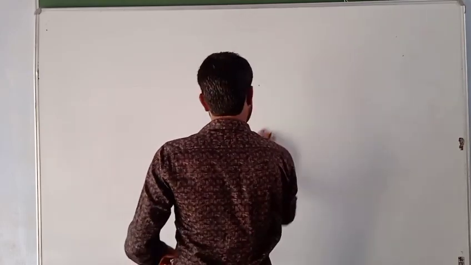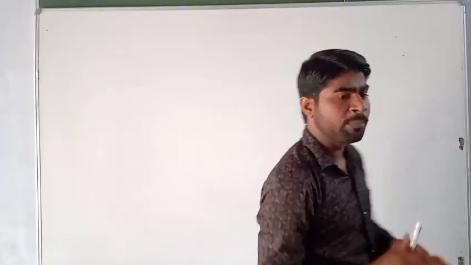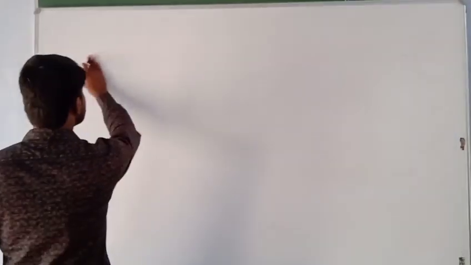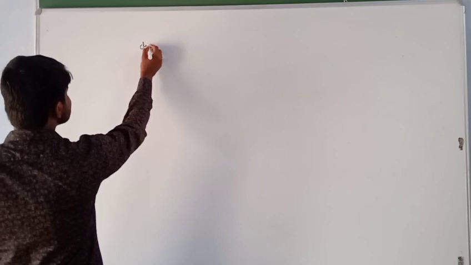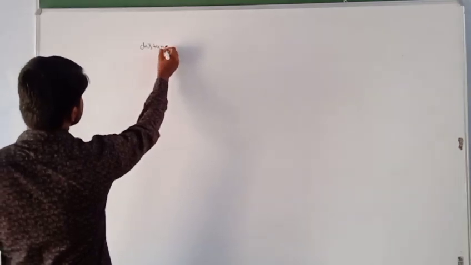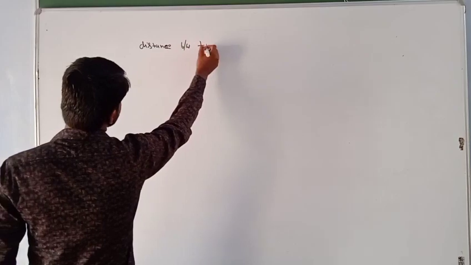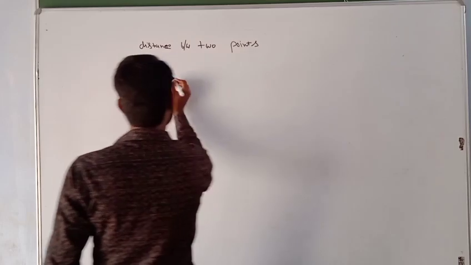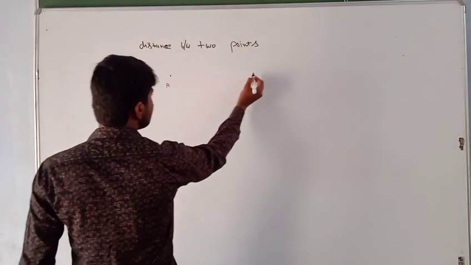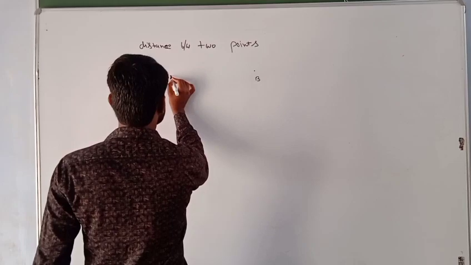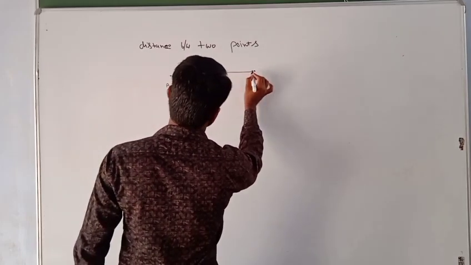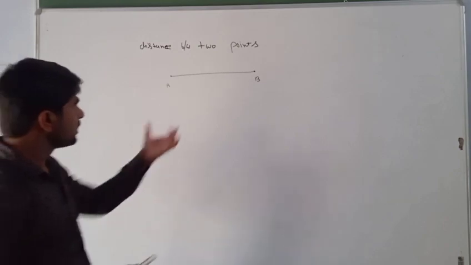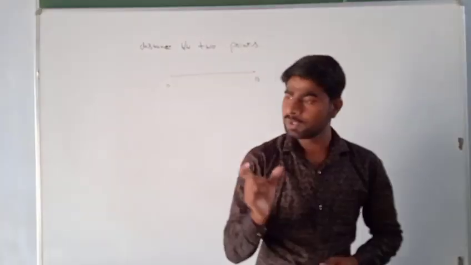Now we will come to the first formula. The questions will be based upon this. All of you are also aware of the formula, the distance between two points. This is the first point A and this one is the second point B. Now we want to find the distance between these 2 points.